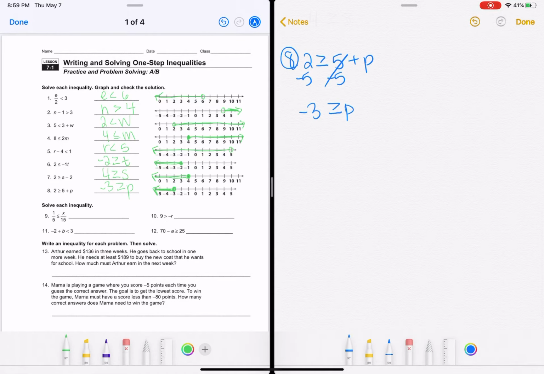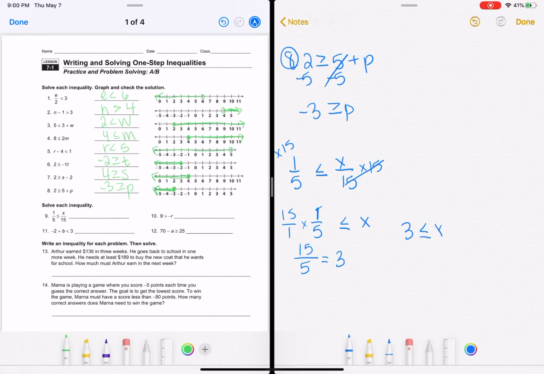All right, number 9 is to solve each inequality. So we have 1/5 is less than or equal to x over 15. So this time we're not doing any graphing, we're just solving for the variable. So in this case, we're dividing by 15, so we're going to multiply both sides by 15. So we have 15 over 1 times 1 over 5 is less than or equal to x. 15 times 1 is 15, and 1 times 5 is 5, which gives you 3. So 3 is less than or equal to x. And that's all you have to do.